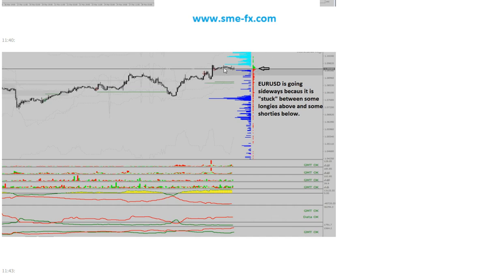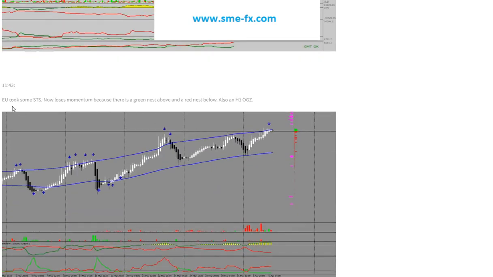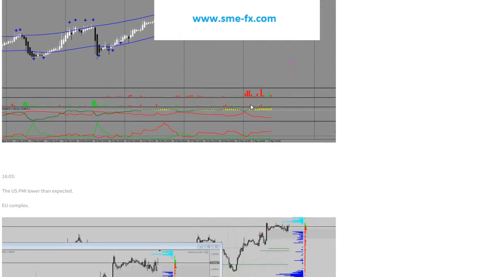So what happens? The price goes flat, okay? Remember, time and range principle. There's no reason for the smart money to make a move and let either of those buyers or sellers win. We also see that an order gap developed below the price, okay? And I wrote, Eurodollar is going sideways because it is stuck between some longies above and some shorties below. Very important. But then at 11:43, Eurodollar took some SDS, now loses momentum because there's a green nest above and a red nest below, also on the 1 hour time frame with an order gap zone.